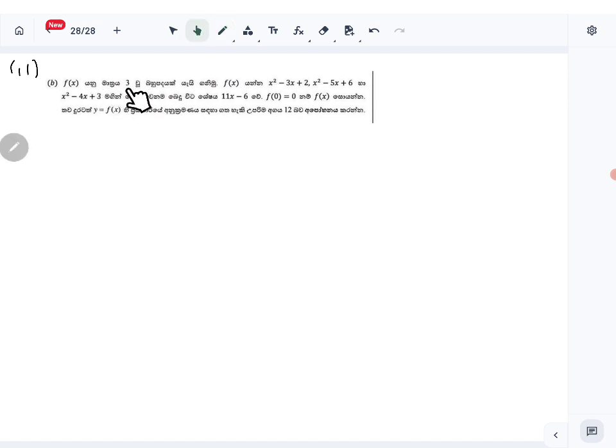So f(x) is a degree 3 polynomial, and when that polynomial is divided by these three divisors, for each case you get the same remainder, 11x minus 6. One more thing is given, f of 0 is equal to 0. So that means what? That means x equals 0 is a factor. Then we need to find f(x).